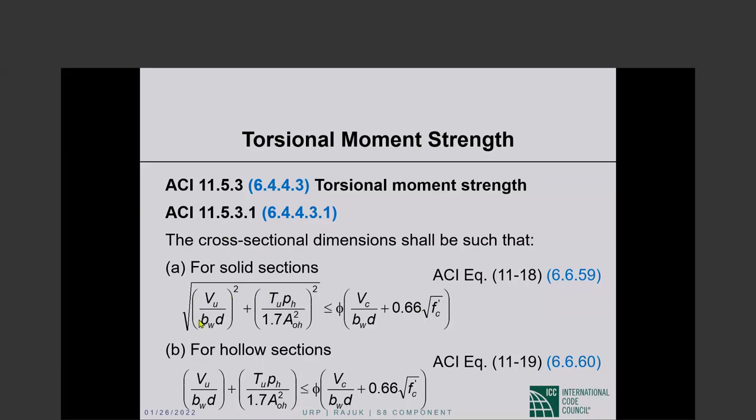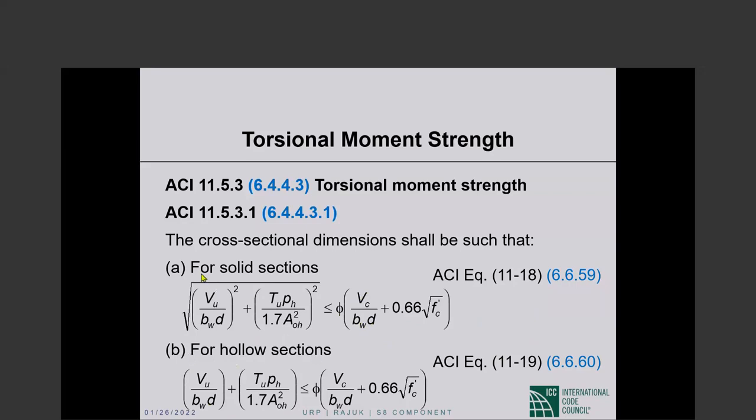So this is basically the square root of the sum of the squares of the shear stress and the torsional stress. It shall not be any more than phi times the shear resisted by the concrete plus 0.66 square root of f sub c prime, that is 8 square root of f sub c prime in our units. So it shall not exceed phi times the shear stress that concrete alone can resist plus 8 square root of f sub c prime.